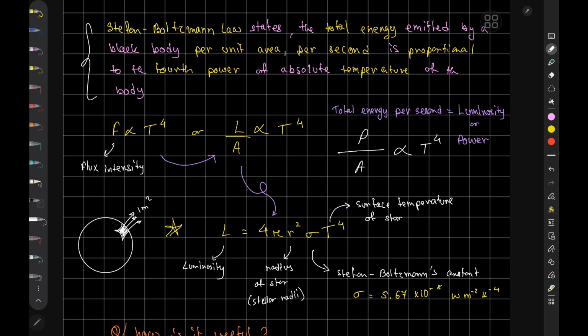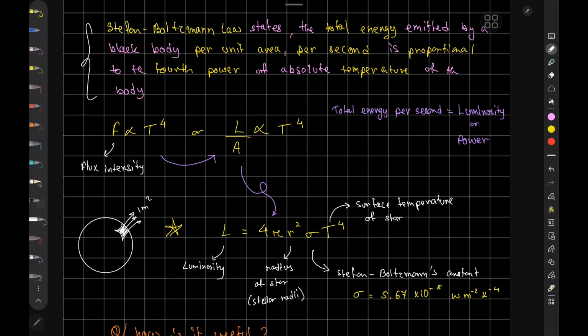Okay, now what is power divided by area? What do you guys know? It is intensity or flux intensity, F. So what we ultimately found out is flux intensity is proportional to thermodynamic temperature to the fourth power, or the absolute temperature to the fourth power. Good. This is what we found out, and this is what the Stefan-Boltzmann law states.